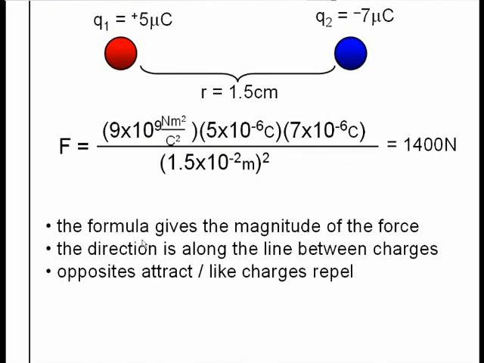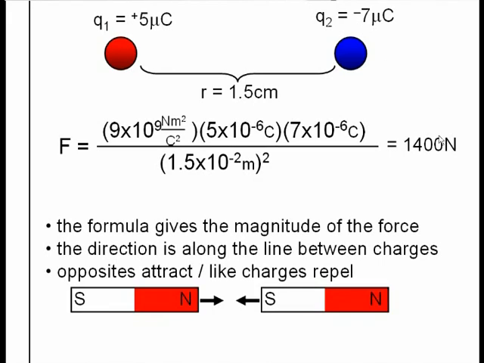So make a note here. The formula gives the magnitude of the force. The direction is going to be along the line between the two charges, so it'll be horizontal. And we use the rule opposites attract or likes repel to tell the direction of the force. This is the same rule for electric charges that it is for magnets.